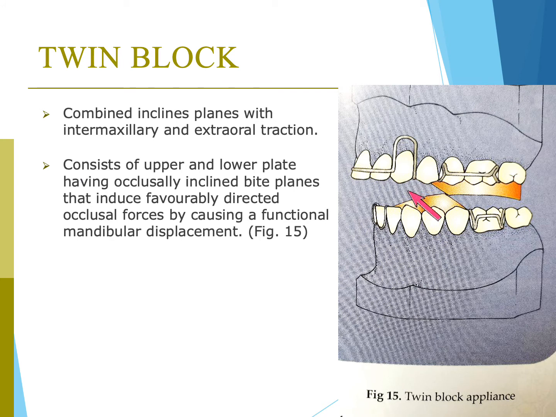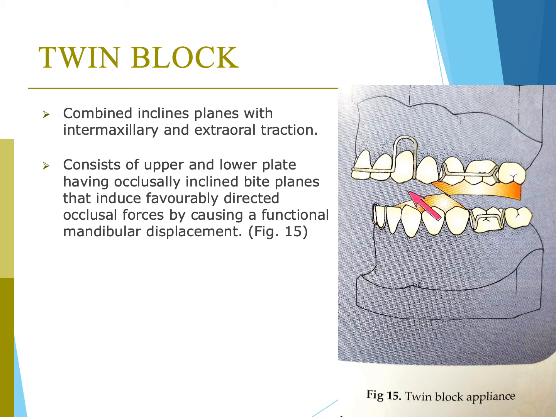The next type of myofunctional appliance is the twin block. Generally in Malaysia, in a Class 2 Division 1 malocclusion, most clinicians will use the twin block in the treatment of patients in the mixed dentition and growing patients. So what is the twin block?